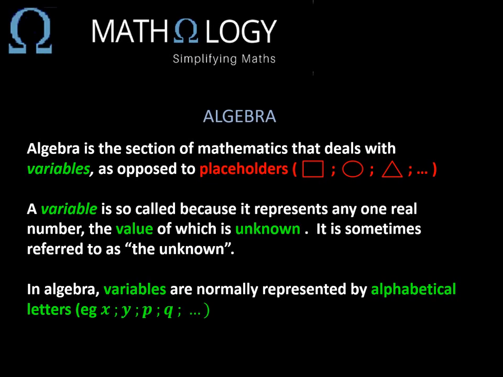Algebra is the section of mathematics that deals with variables, as opposed to placeholders. A variable is so called because it represents any one real number, the value of which is unknown. It is sometimes referred to as the unknown. In algebra, variables are normally represented by alphabetical letters.